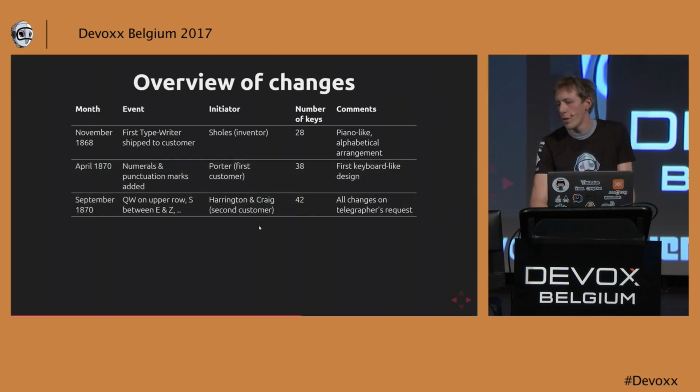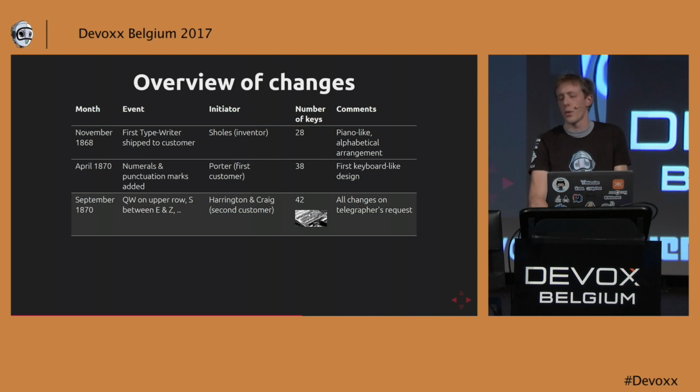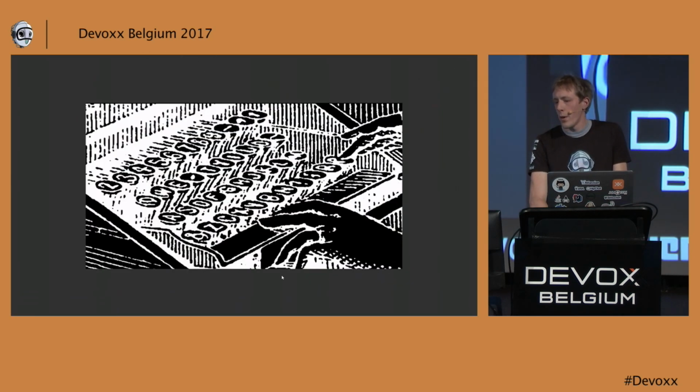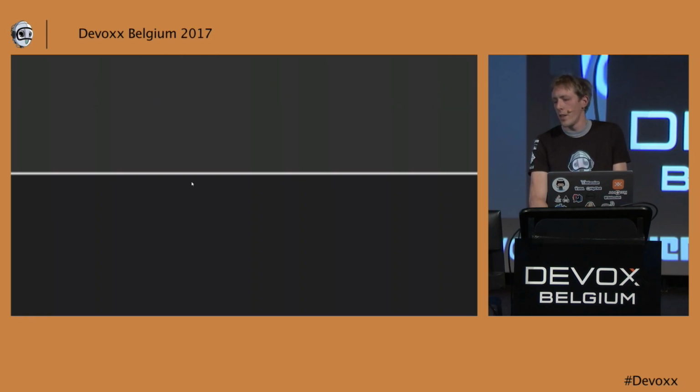Now, a few months later, the second customer was Harrison and also Craig. They asked to do the Q and the W on the upper row and the S between E and Z for the reasons I just mentioned, because these Morse signals are very much alike and they would like to correct it more quickly. Now it looked like this with the dot between the E and the T.